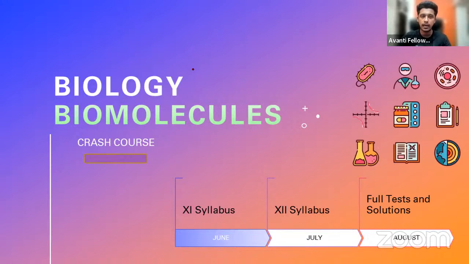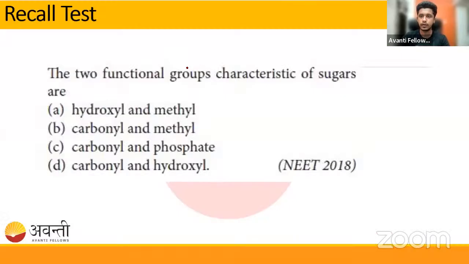Before we start on today's topic, I would like to go with the first question. Before we start the topic, I'll give you 1 minute to solve it. The question is: the two functional groups characteristic of sugars are. Okay, I'll launch the poll.